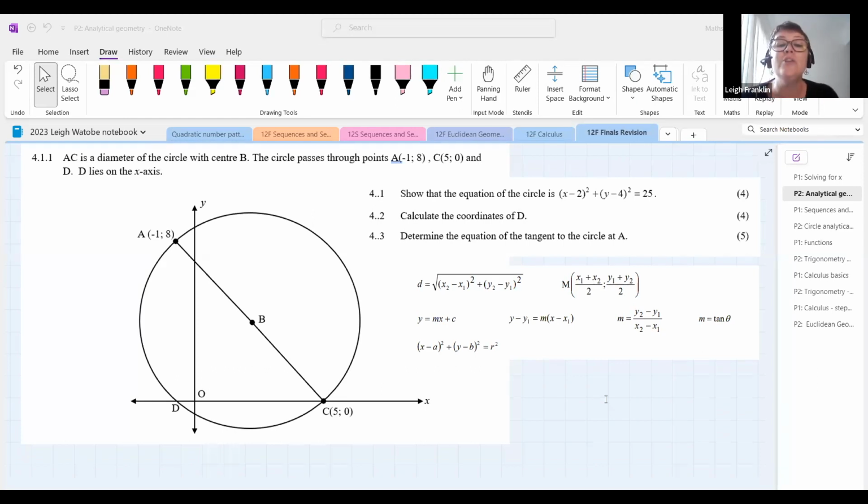How are we going to find R? All right, so we don't use gradient to find R. Remember, R of course is the length of the radius. So if we want to calculate the length of a line when it comes to the radius, we're going to have to use distance formula. All right, but first things first, how are we going to calculate the coordinates at B? All right, brilliant. Okay, you guys go ahead and do that. Calculate the coordinates of B and then tell me what you get.